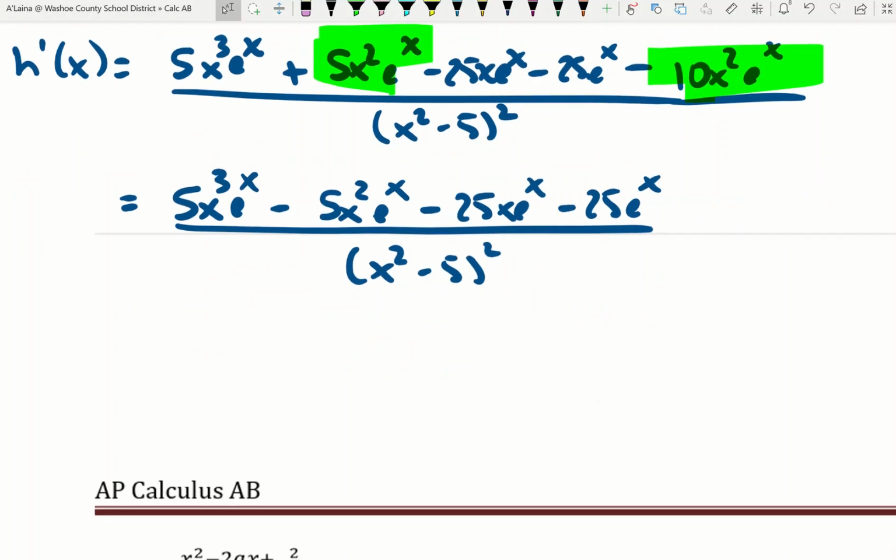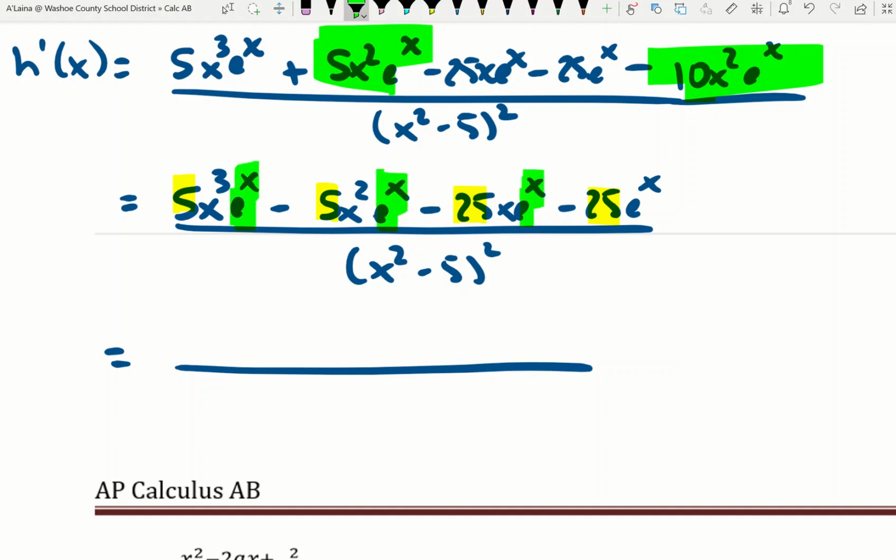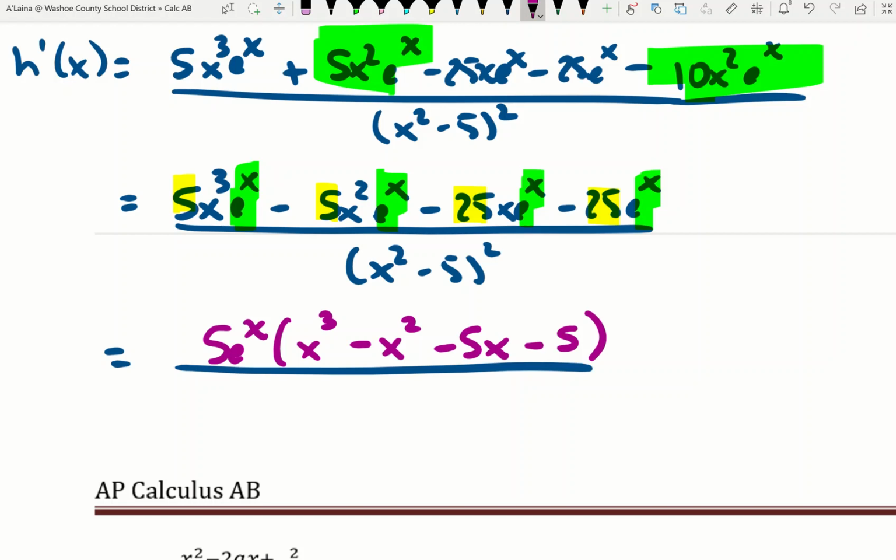So I've expanded this out, combined like terms. I am now going to factor out a greatest common factor. All the terms are divisible by 5 and all the terms have an e to the x. So I'm going to factor out 5e to the x, leaving me with x cubed minus x squared minus 5x minus 5 all over x squared minus 5 quantity squared.